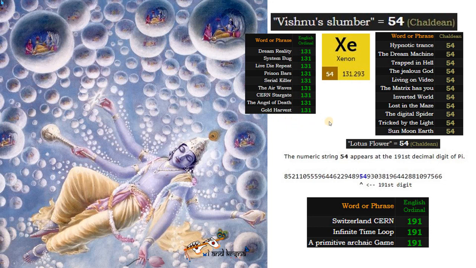Then 54 is found at the 191st digit of pi, and we have the following expressions with this number: Switzerland, CERN. So this is the third time we have this reference to CERN in this presentation. And in the God of Sleep number 1, my first video, everything was linking to CERN and the synchrotron. Then we have infinite time loop, and we're stuck in the time loop. And a primitive archaic game, so this shows that we've been playing this game of life for a long time.